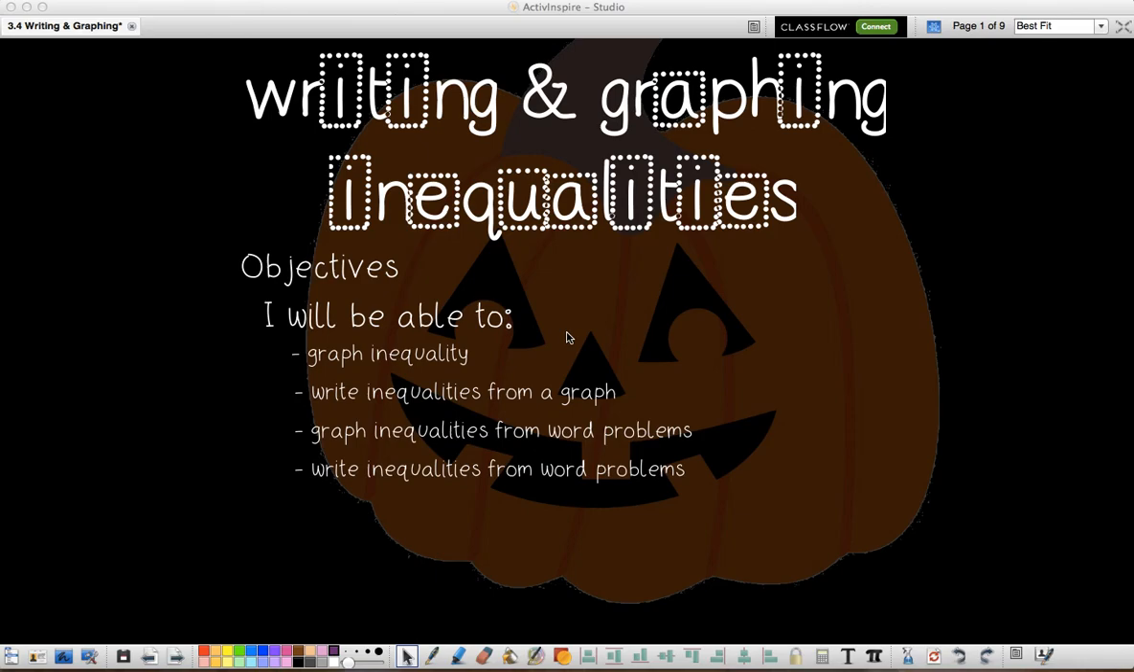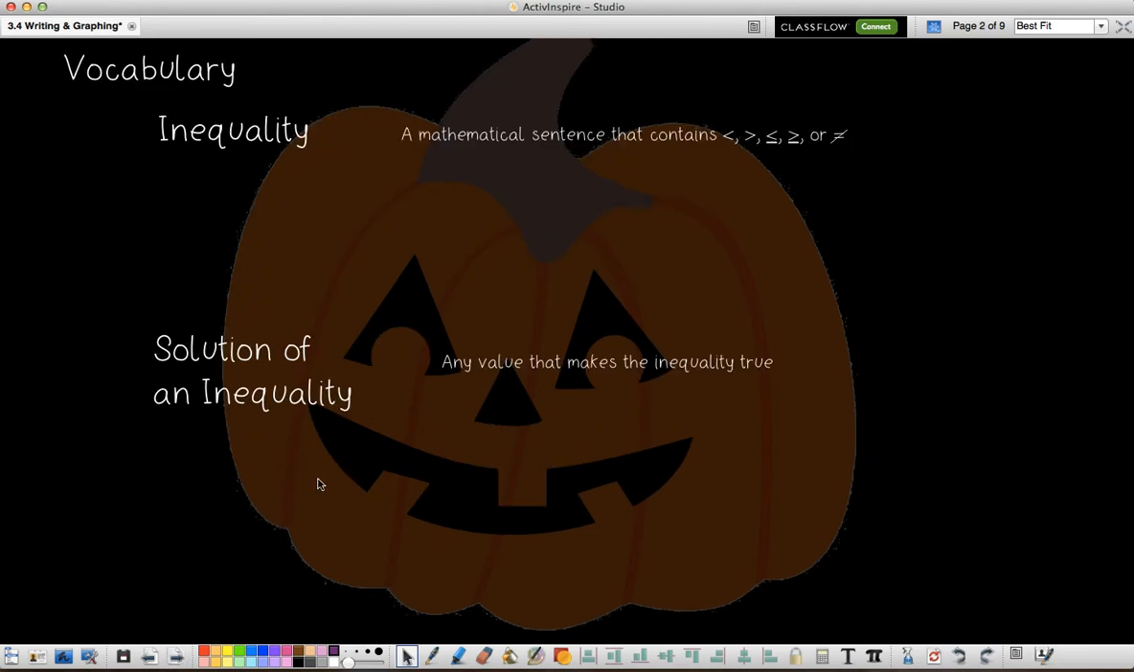Welcome to Writing and Graphing Inequalities. Today we're going to talk about how to graph an inequality, write inequalities from a graph, how to graph inequalities from word problems, and how to write inequalities from word problems. So first, let's talk about what an inequality is.